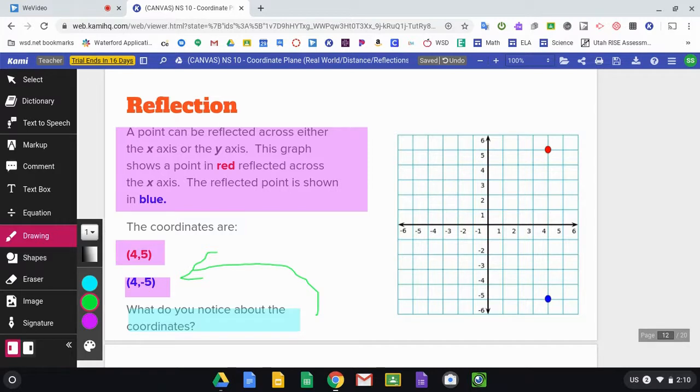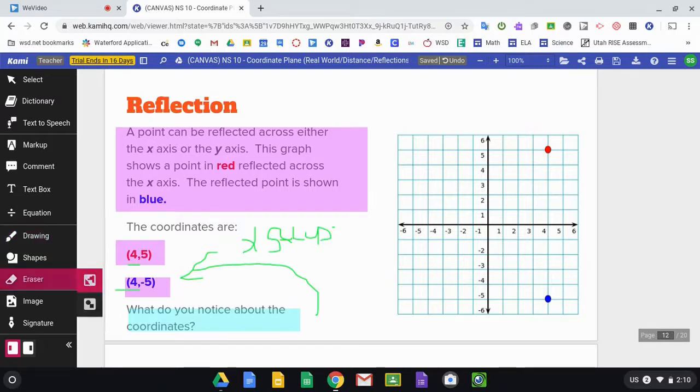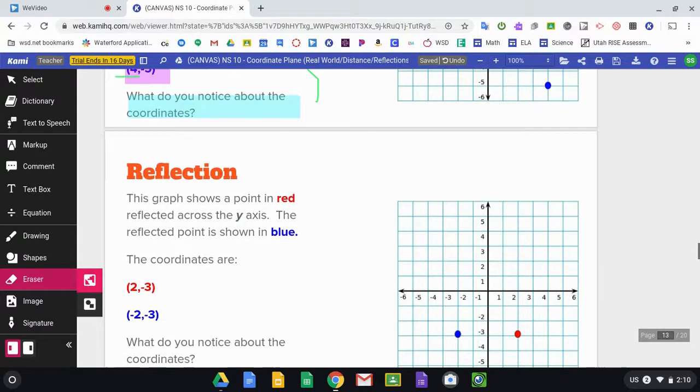When I go across the x-axis, because I went across the x, right? X stays the same. Y becomes its opposite. So when I go across the x, x stays the same. Y becomes its opposite. Let's see if that's true.